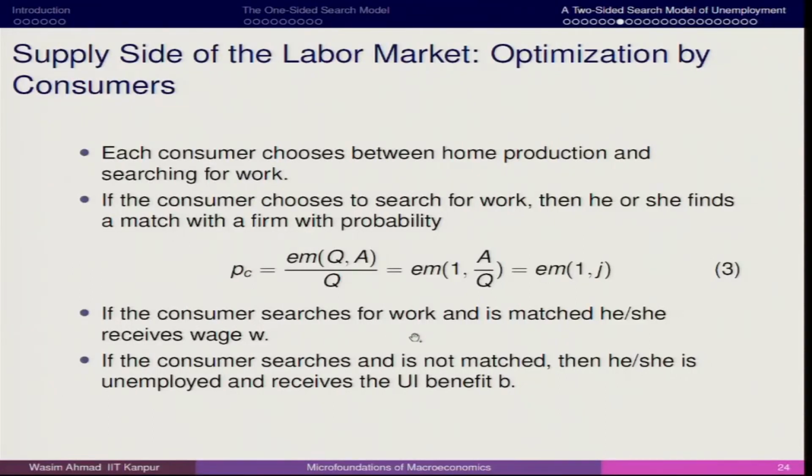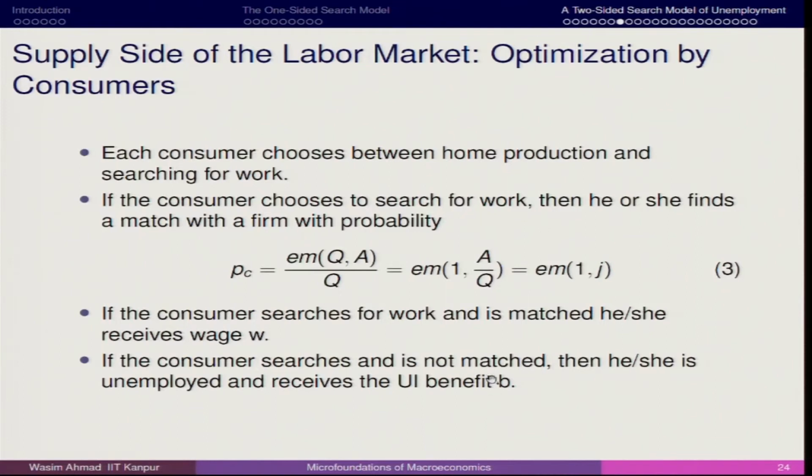So, if the consumer searches for work and is matched, then he or she receives wage W. If the consumer searches and is not matched, then he or she is unemployed and receives the UI benefit B, the unemployment insurance benefit that we mentioned. It is coming from the one-sided model, which we have finished.